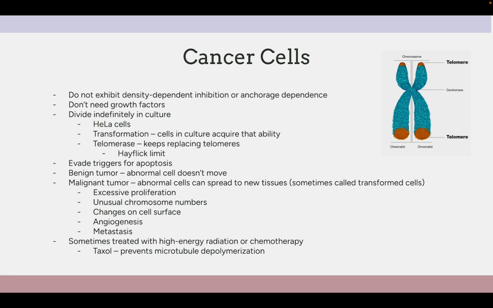And then cancer cells are sometimes treated with high energy radiation or chemotherapy, and these are usually aimed at making these cells stop growing. For example, Taxol, which comes from the Pacific yew tree, prevents microtubule depolymerization. So this essentially freezes the cell in mitosis because you can't manipulate those microtubules to pull apart those sister chromatids, and you can't go through with cell division.